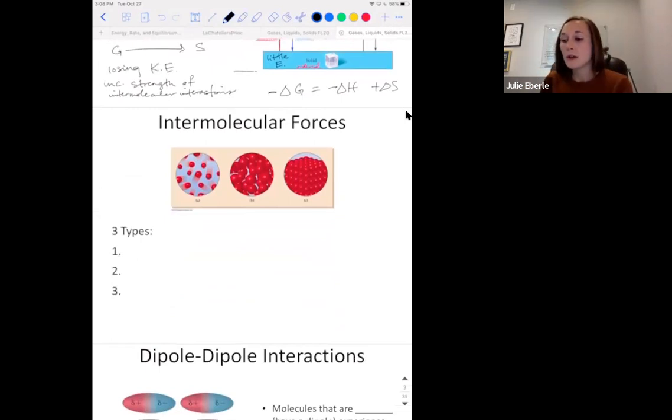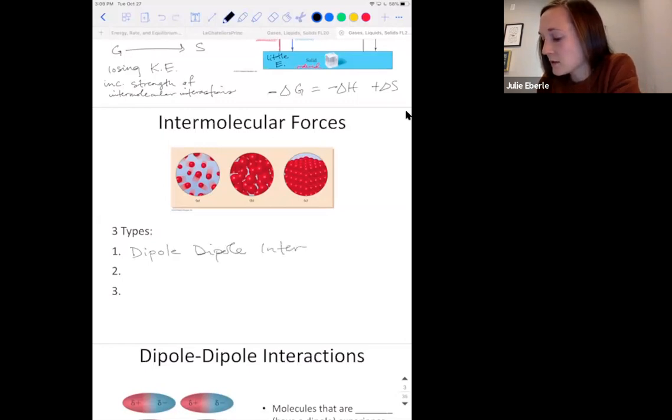Intermolecular forces. We're going to talk about three kinds of forces that occur between molecules and hold them together, and how those affect different properties for different states of matter. Properties meaning boiling points and melting points and things like that. The first type is called dipole interactions.